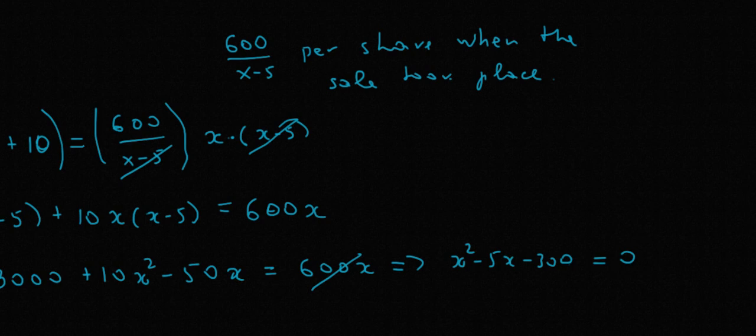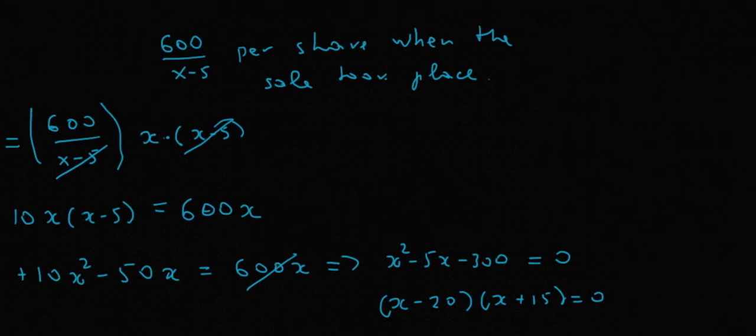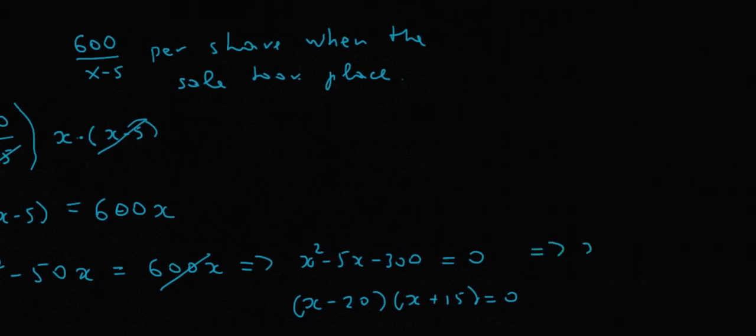Now let's go ahead and solve this equation. I'm looking to see if we can factor it easily. Yeah, we can. So the left-hand side factors as x minus 20 times x plus 15 equals 0. And so the solutions of this quadratic equation are x equals 20 and x equals negative 15.